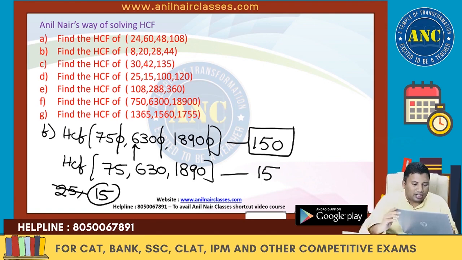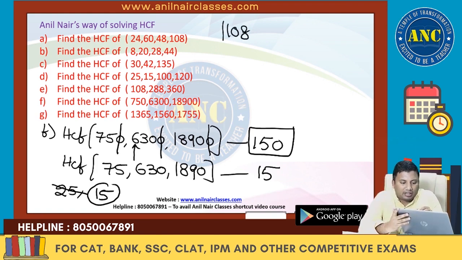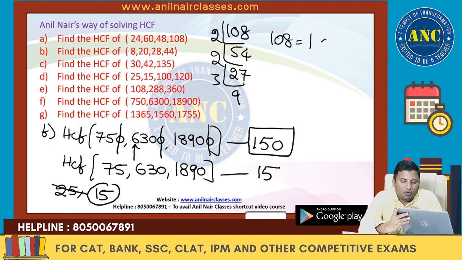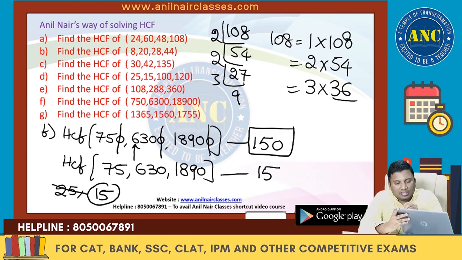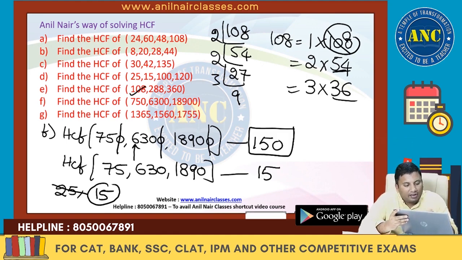Now, Cherry, you asked a question. 108 factors are 2 54s are 108, 2 27s are 108, 3 36s are 108. So 108 can be written as 1 into 108. Next it is 2 into 54. Next it is 3 into 36. First I took 108, then 54. 54 2s are 108. 54 will not go into 288. So that is the reason I took 36. Cherry, I hope it is clear.